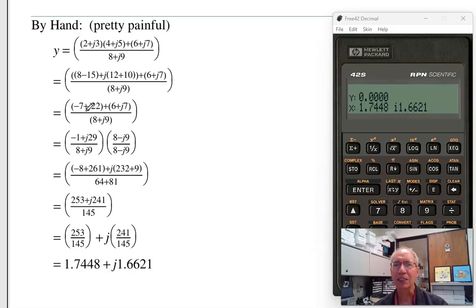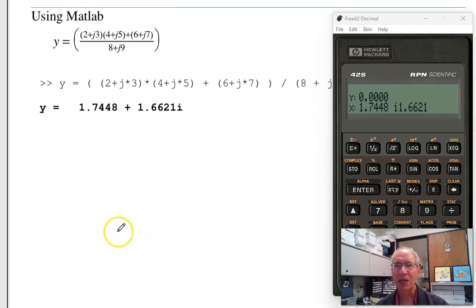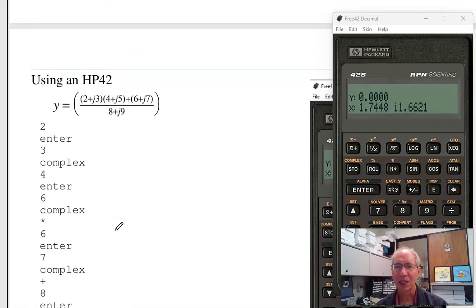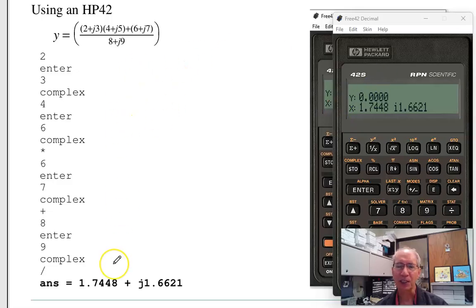I could do that by hand. Really painful. Multiply complex numbers, then add them, then multiply by the complex conjugate, divide, get the answer. MATLAB is way easier. That's why we use MATLAB. HP calculators are pretty easy too. And there's the sequence for the HP calculator.